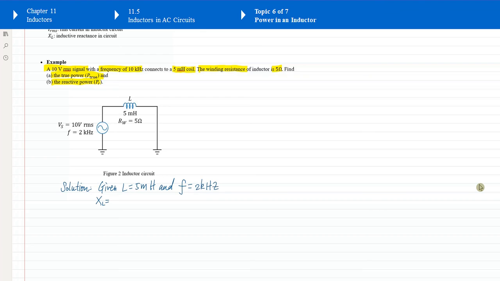XL equals 2 pi f L equals 2 pi times 2 kHz times 5 mH. That is 2 pi times 2 times 10 to the power 3 Hz times 5 times 10 to the power negative 3 henry, which equals 62.83 ohm.